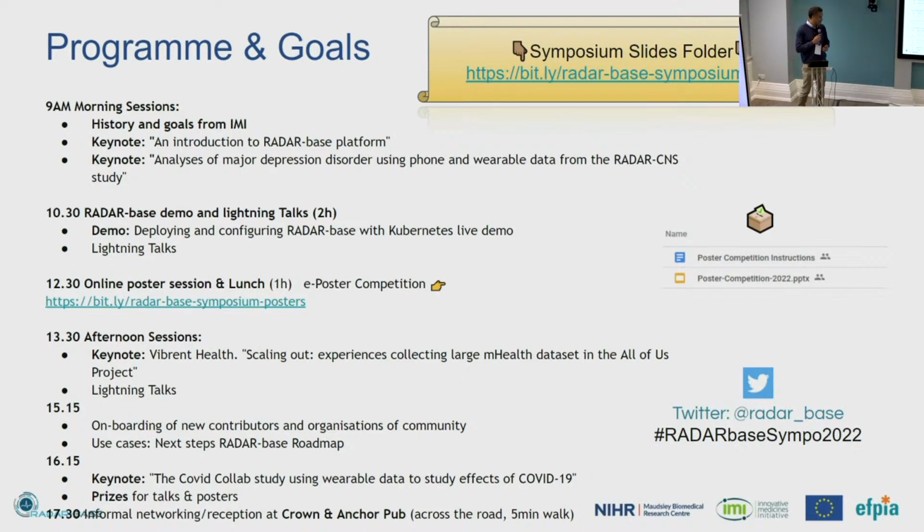Then we have an external presentation from one of our original collaborators on Radarbase, who's now working at Vibrant Health, and they're involved in a very exciting project in the US called All of Us. This is an initiative to take sequencing data from 1 million people, but also they're pairing that with mobile health data from Fitbit devices. So there's a component of that study that's using a mobile health architecture. That's very similar to things we're doing in Radarbase.